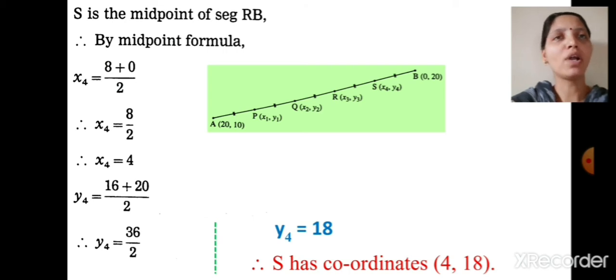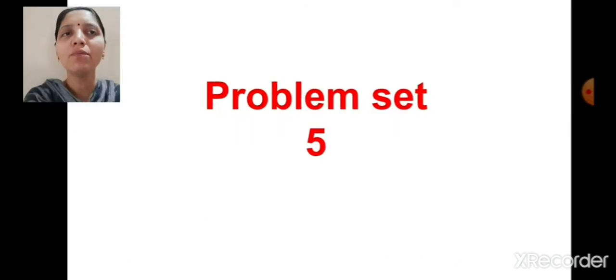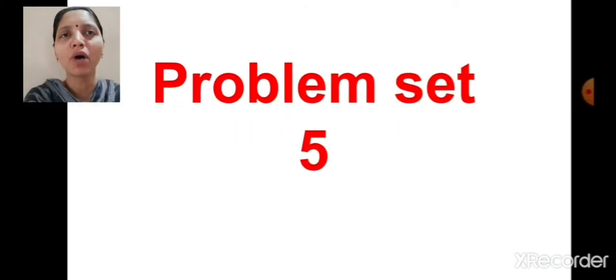So I hope you all have understood this sum. Now let's move on to problem set 5. Now in problem set 5, question number 1, fourth sum, and question number 2 are completely reduced from your syllabus. Question number 9, 10 and 22 are also reduced from your syllabus. Rest all sums you have to do. Now question number 3, 4, 5, 6, if you see, those sums are very simple. You will be able to do those sums.